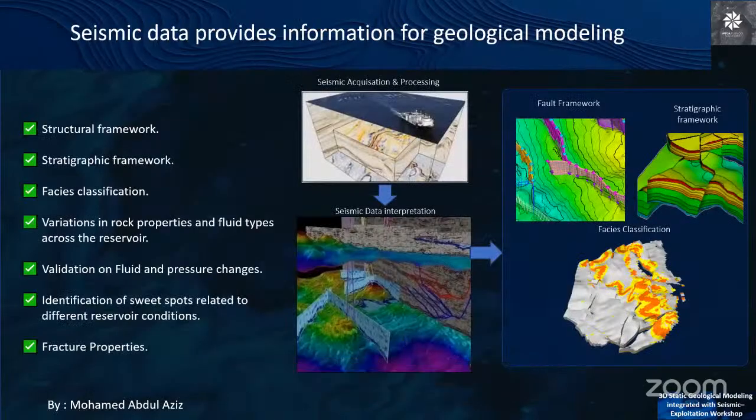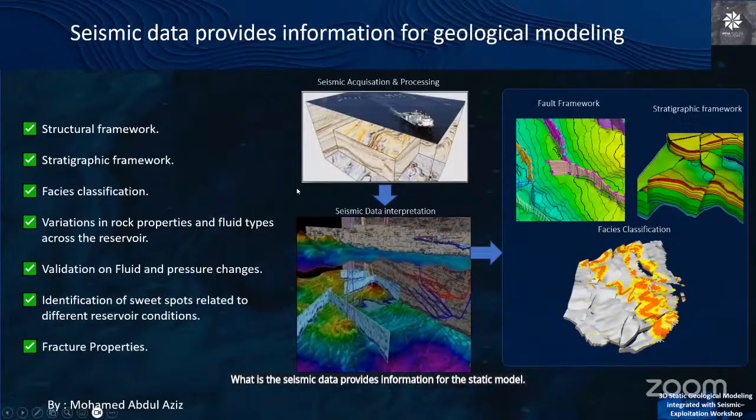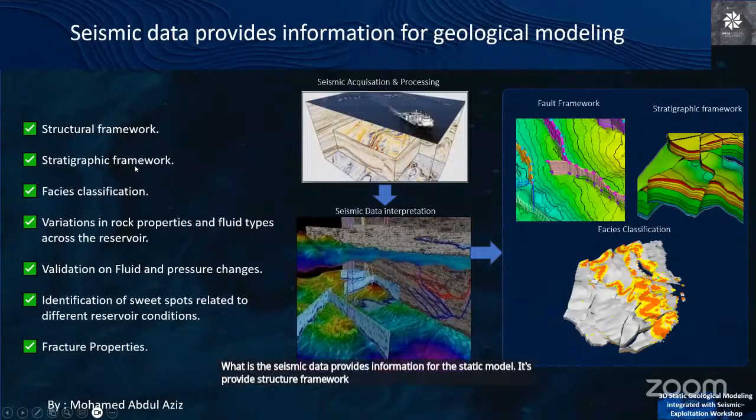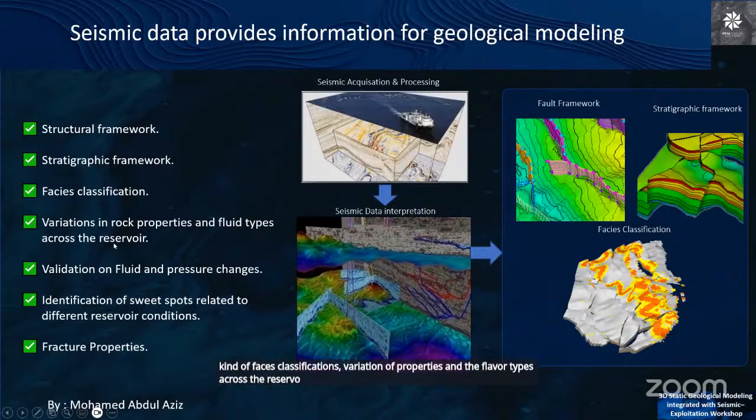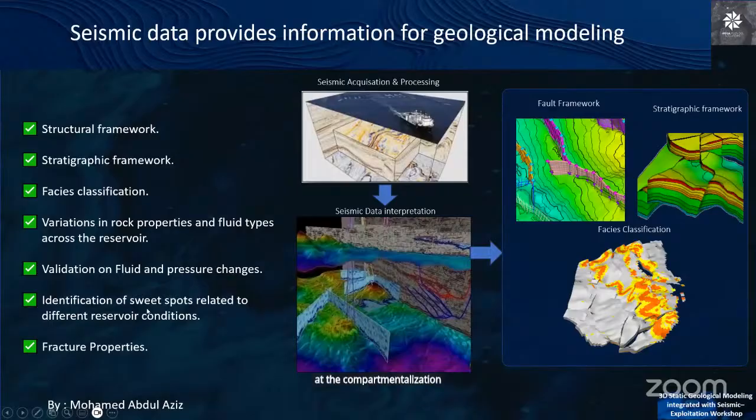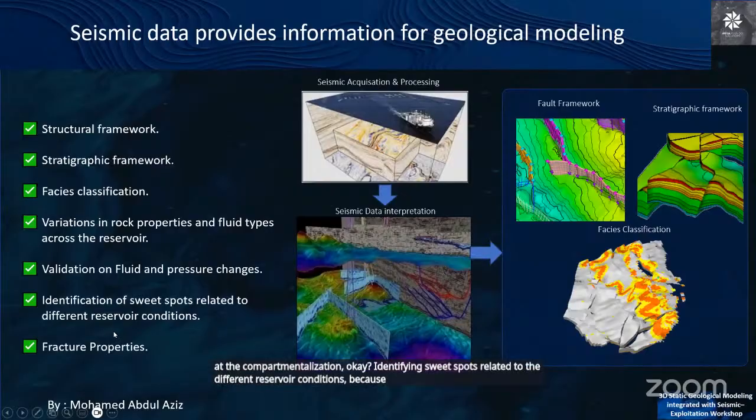What information does seismic data provide for the static model? It provides the structural framework, stratigraphic framework, facies classifications, variation in rock properties and fluid types across the reservoirs, telling you where the geology is. It also provides validation on fluid and pressure change if there are faults causing compartmentalization, and identifies sweet spots related to different reservoir conditions, because they will have different pressure and fracture properties as well.